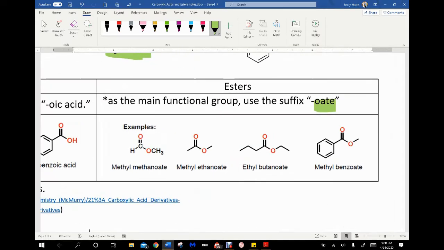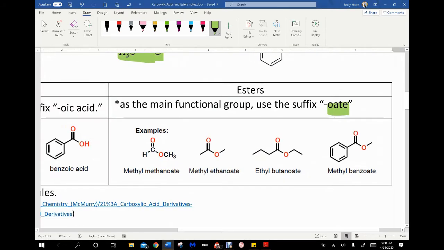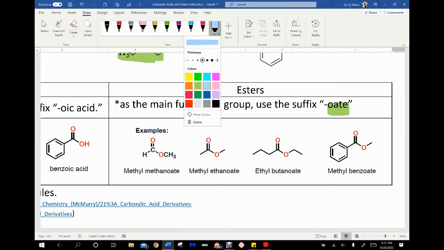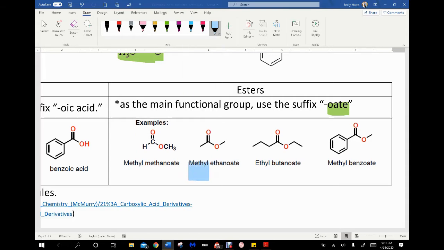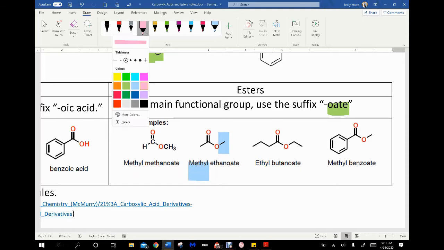Let me zoom in here so we can see just a little bit better. All right. And so I'm going to start with the methyl ethanoate over here, just to show you how the naming works. Let me change my highlighter there. So the methyl group, that is the small group on the other side of the oxygen of our ester. And then where the eth is coming from is the 2 carbons that are a part of the carbonyl group, and then on the other side.